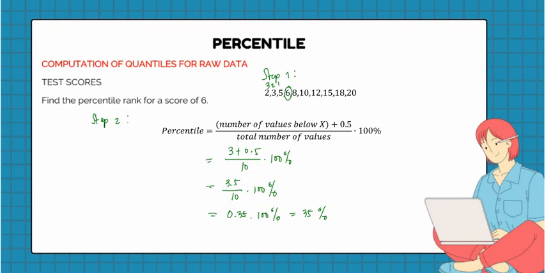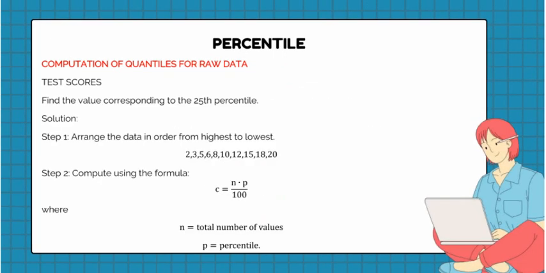And then if it's going to refer to test scores, that means the score you got, 6, is actually the 35th percentile, and that also means that you did better than 35% of the test takers. Okay? And then also, I'll let you use this formula as well: C is equal to N times P divided by 100, where N is the total number of values and P is equal to the percentile, in finding the value corresponding to that percentile rank.